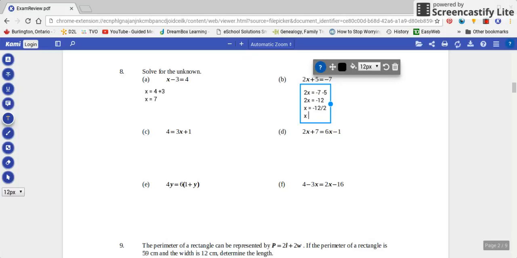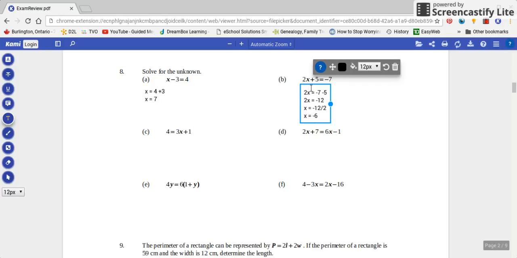Always remember when you have a negative number divided by a positive number, the answer will be negative. Negative divided by negative is positive. Positive divided by positive, positive. But if you have two different signs, so a positive divided by a negative, the answer will always be negative. The answer here is negative 6.